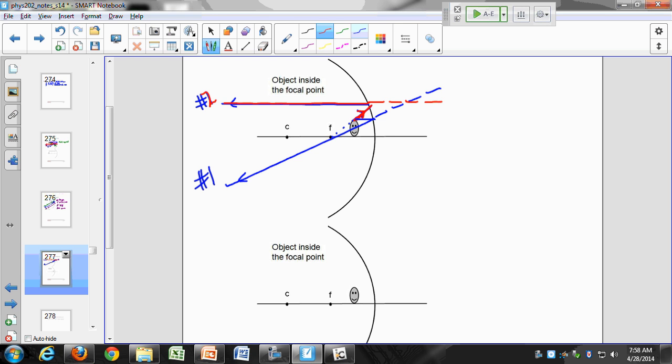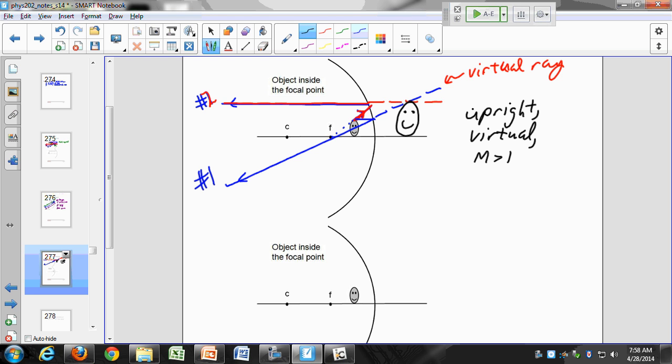Right? We saw these before with flat mirrors. These are called virtual rays. It's like they're an extension of the real rays back into that virtual space. And then I can see my image is going to be right here. Right, so this is an upright, virtual, always magnified image. So the magnification here is always greater than 1, greater than positive 1 in fact, because it's also upright.